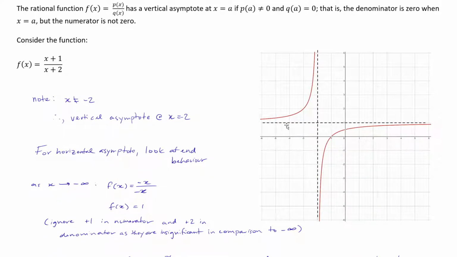Now, why do I have this horizontal asymptote at y = 1? Well, again, we have to look at the end behavior of this function, and that's what it says. For the horizontal asymptote, look at the end behavior. As x goes to negative infinity, this function goes to 1. And that's because as x gets increasingly more negative, we have a very large negative number, right? So say we have negative 1,000 in the numerator. Well, (-1,000 + 1) over (-1,000 + 2) is approximately equal to -1,000 over -1,000, which is just 1.